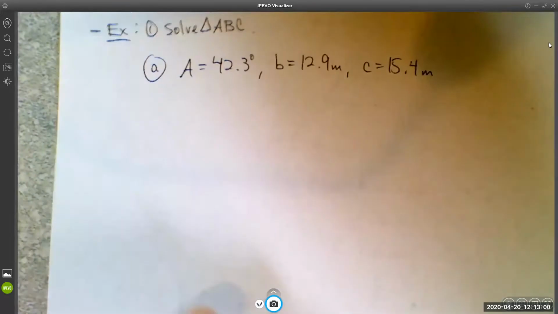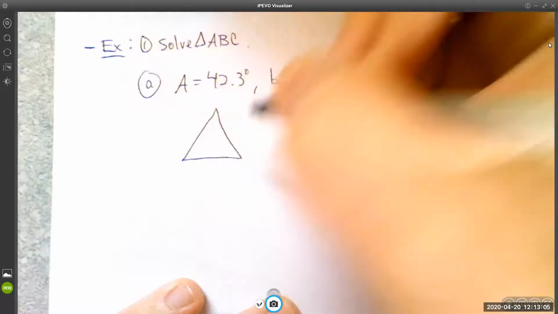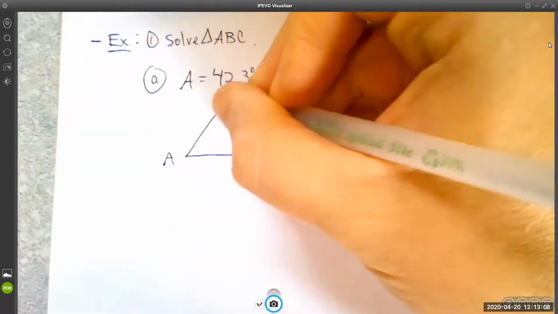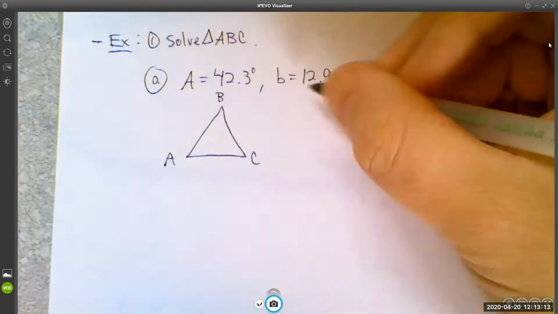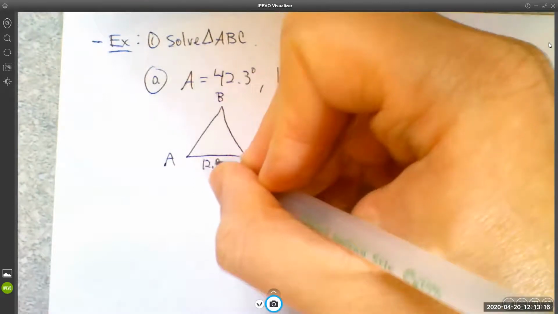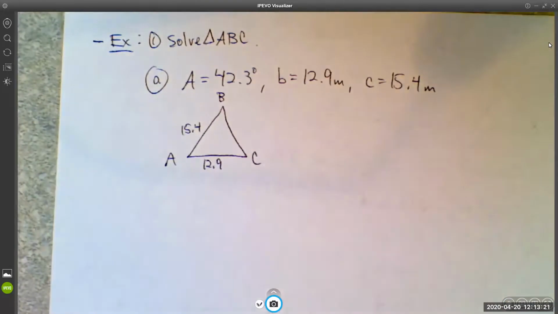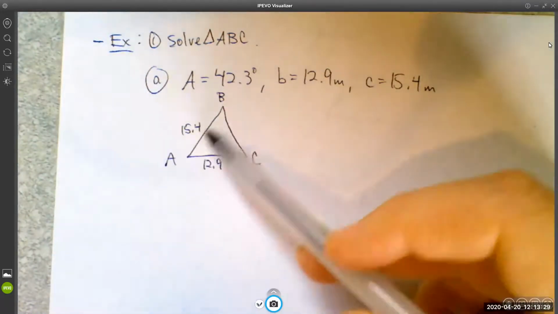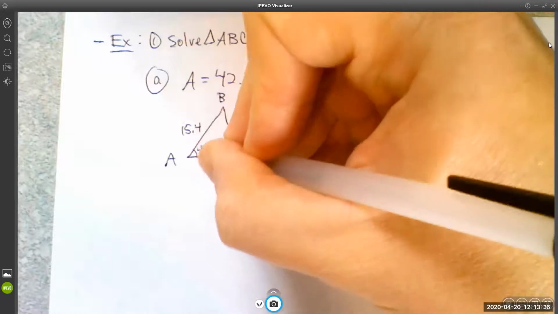Okay, here's my solution. Again, I have no idea what this triangle really looks like. So I'm just drawing a little sketch here to help me organize the information, right? I know that side B is 12.9 meters. I know side C is 15.4 meters. And remember, we always label the sides opposite of the corresponding angle, right? So if this is angle C, then side C is over here opposite. And if this is angle B, then side B is down here. Anyway, and then we know that A is 42.3 degrees.